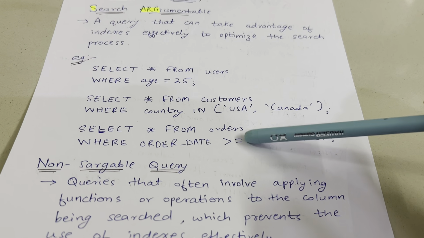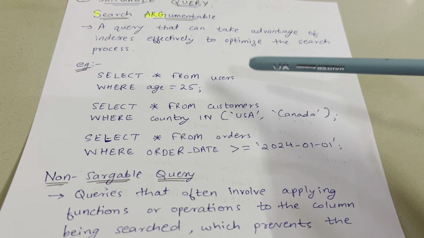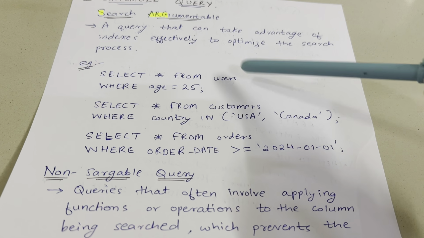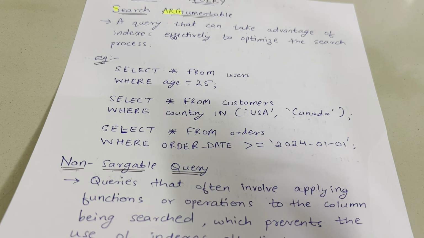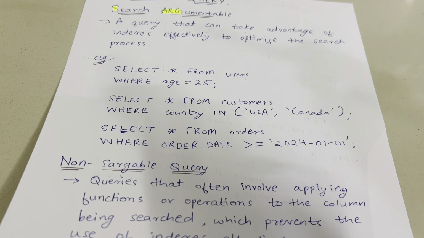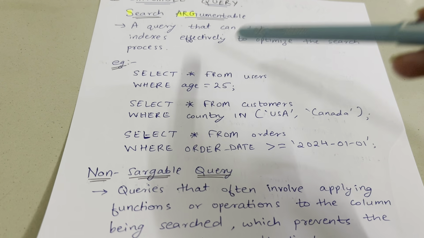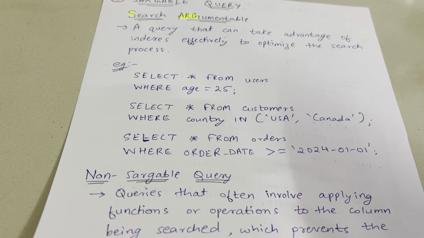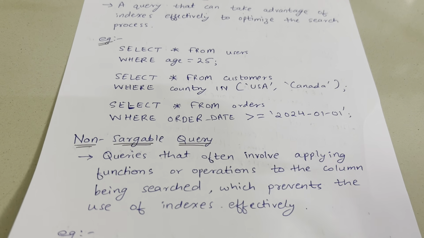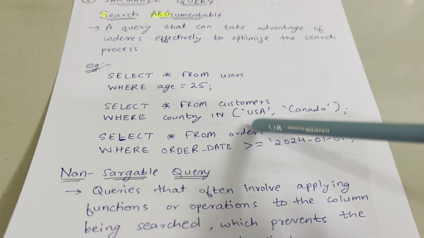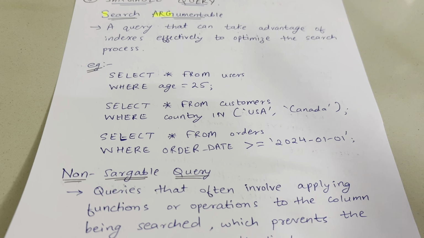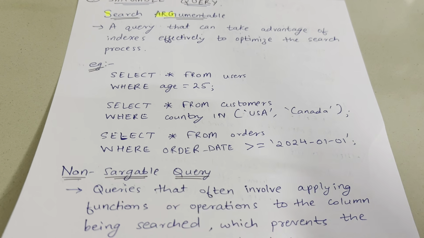So these are examples of sargable queries. SELECT * FROM users WHERE age = 25. So we are simply equating age to 25. We are not using any calculation. So we can directly create an index on the column age and that will improve the speed of the query. Look at the second query. SELECT * FROM customers WHERE country IN ('USA', 'Canada'). Again, we are just equating it. We are just using IN.